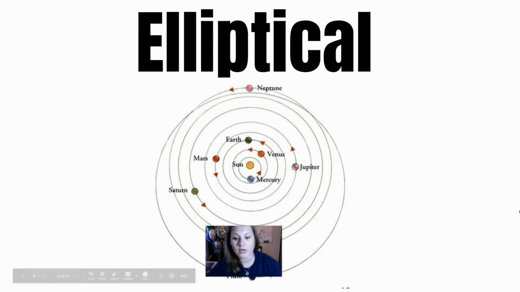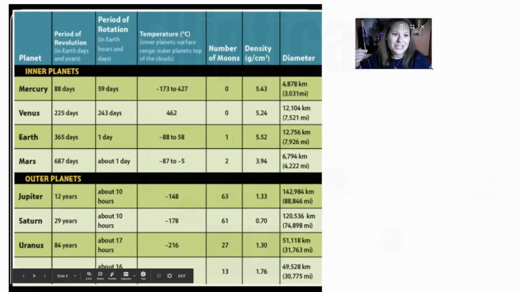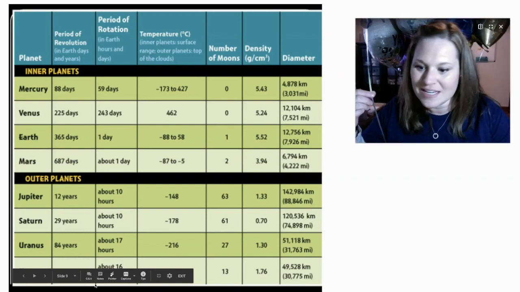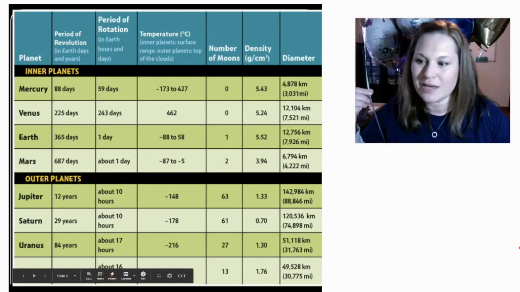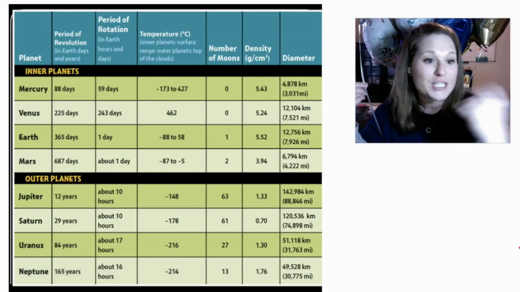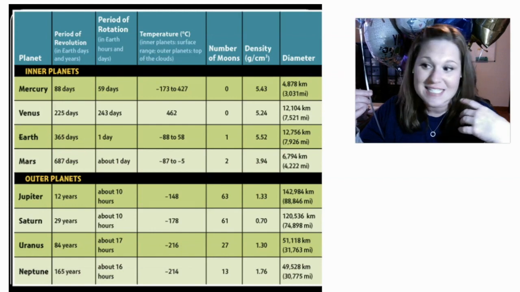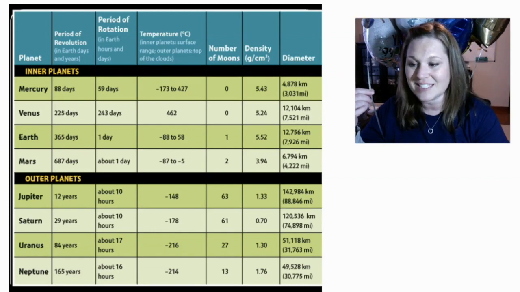Wrong. Okay. Remember, they are elliptical shaped. All right, so we're going to go ahead and check out the revolution periods or times in Earth days and years for each planet. What that means is the amount of time for each one of these planets to go around the sun.